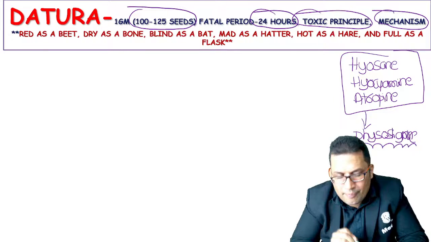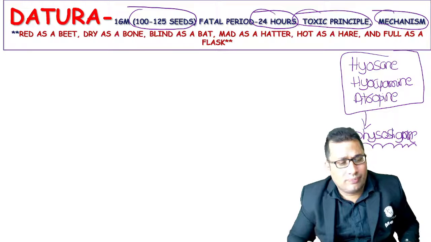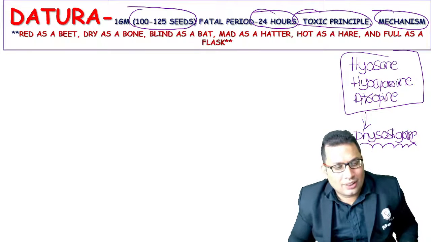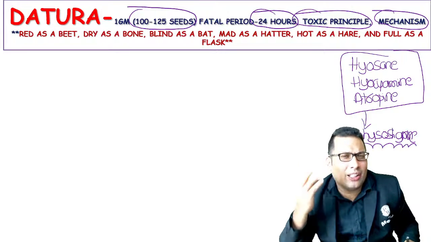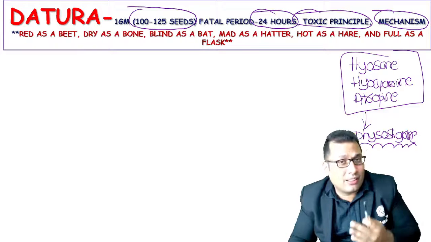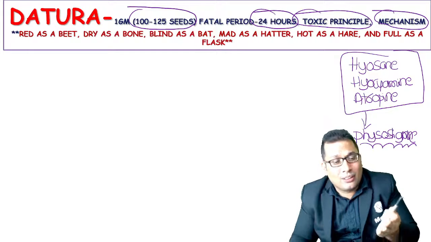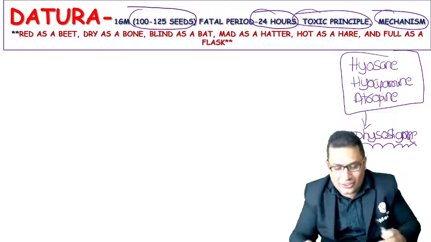Physostigmine. So now here there is a very old mnemonic: red as a beet, dry as a bone, blind as a bat, mad as a hatter, hot as a hare, full as a flask. Red as a beet because of the vasodilation. There will be clinical findings matching the mnemonic.